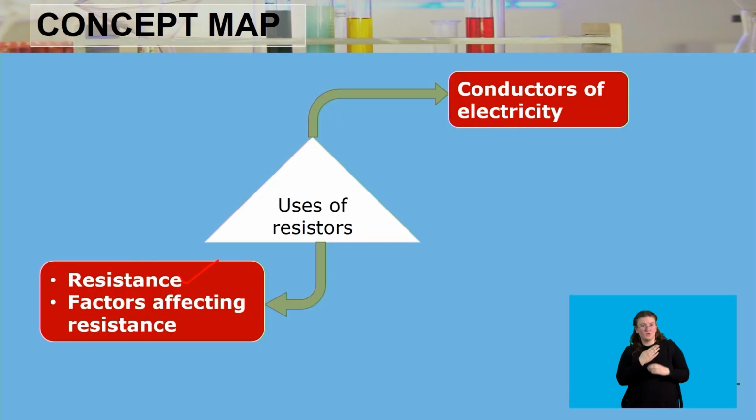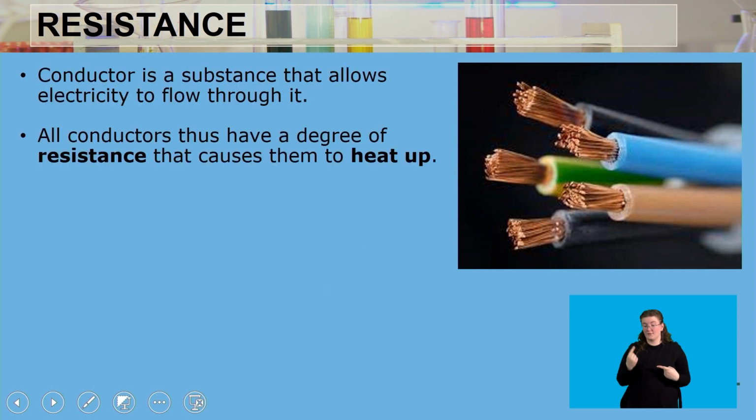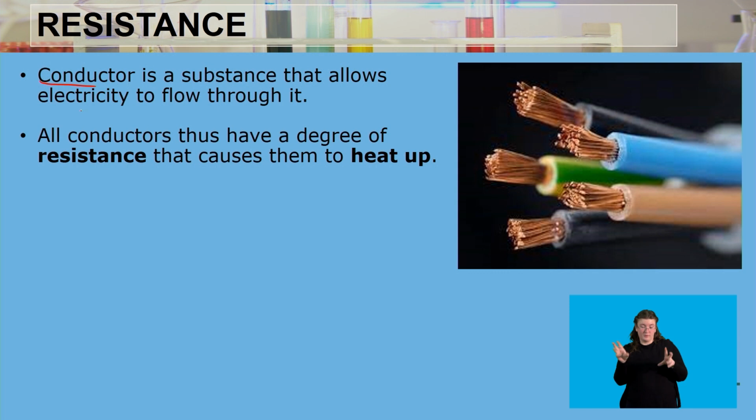Welcome back, learners. Now jumping on to our second concept, whereby we'll be looking at resistance and the factors that are affecting the resistance. So, firstly, a conductor is a substance that allows electricity to pass through. So for us to understand what a resistance is or what a resistor is, we need to start by looking at what a conductor is, because we're saying that a conductor is a substance that allows electricity to flow through it, right?